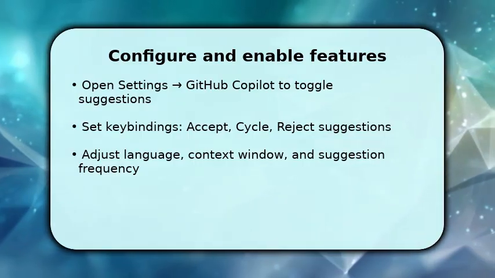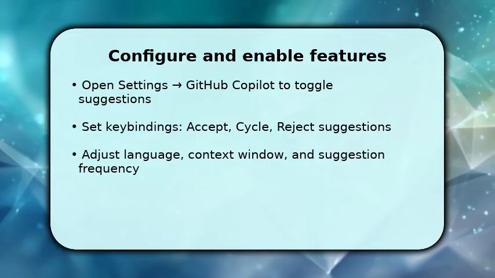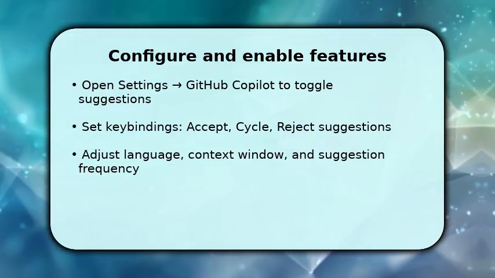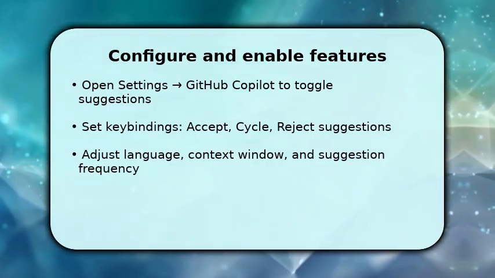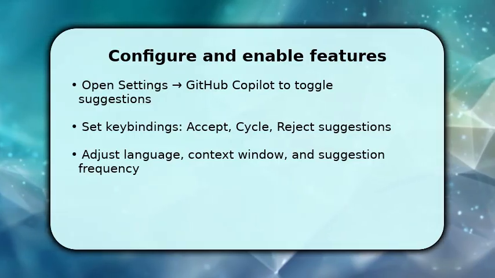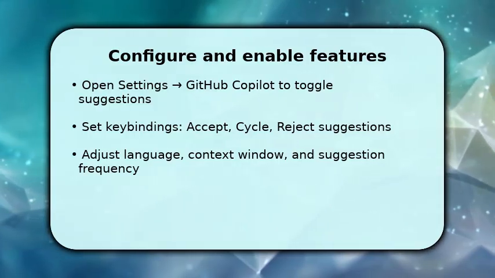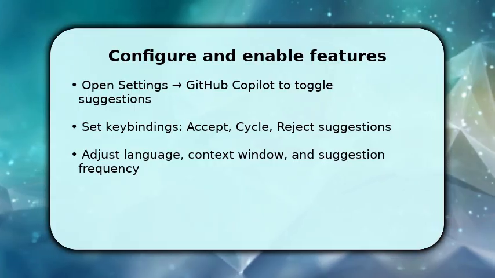Enable inline suggestions and decide if you want automatic completions or manual triggers. Next, configure key bindings. Choose a convenient accept key and keys to cycle suggestions. This makes iteration fast while you code.